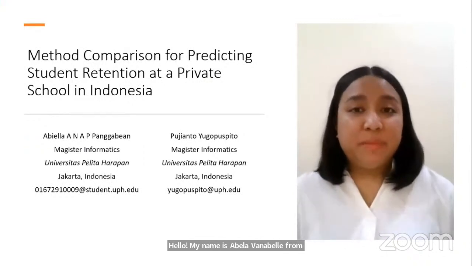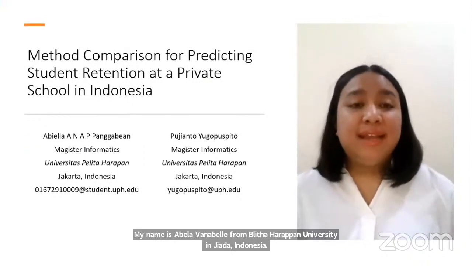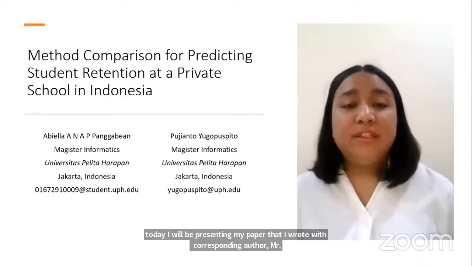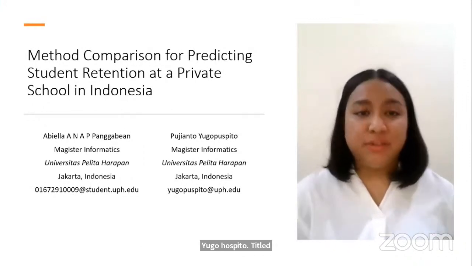Paper that I wrote with corresponding author, Mr. Yugo Puspito, titled Method Comparison for Predicting Student Retention at the Private School in Indonesia.